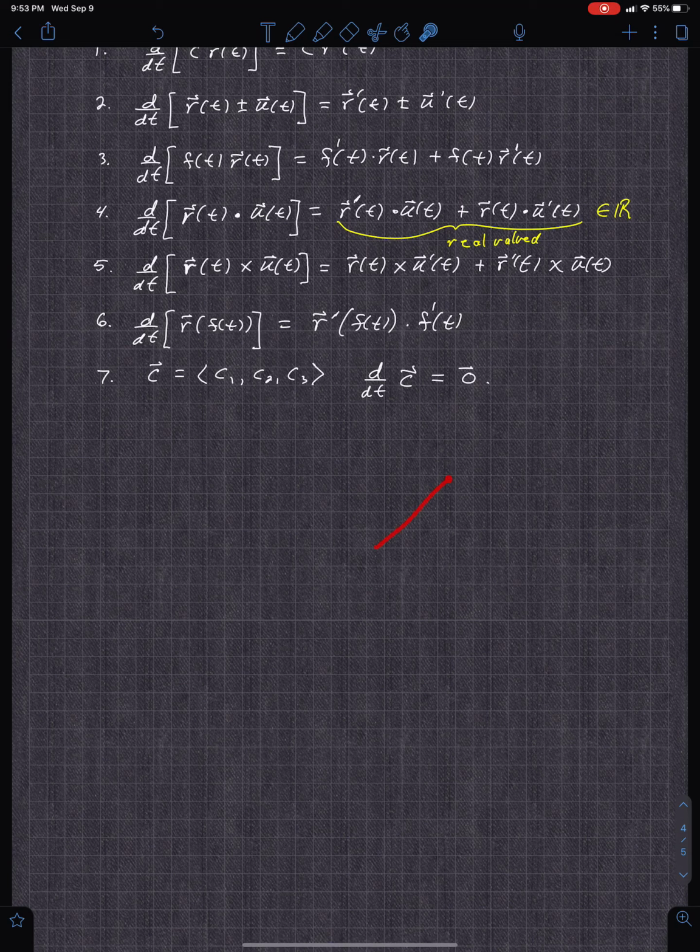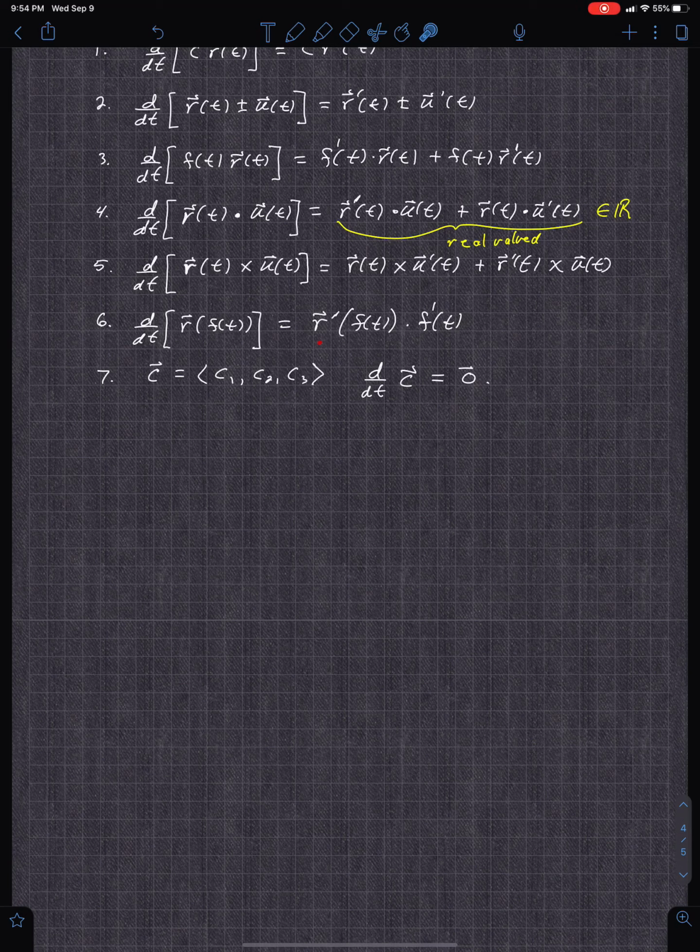You have vector values, doing whatever. When you do the dot product, you get a real valued function, like f of something, g of t. It's not a vector valued function anymore. And then same sort of thing here for the cross product. You do the r of t cross u prime of t, etc. So you do that, and that is still a vector valued function.